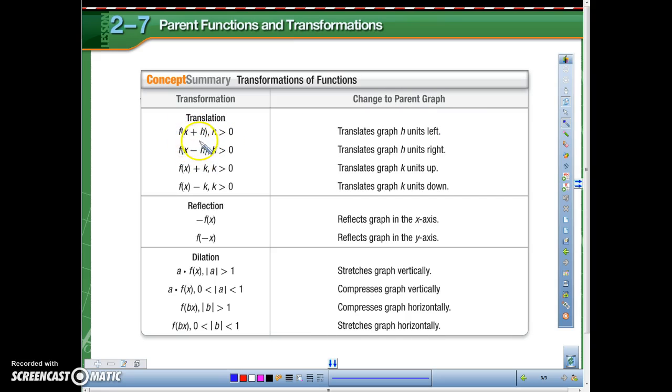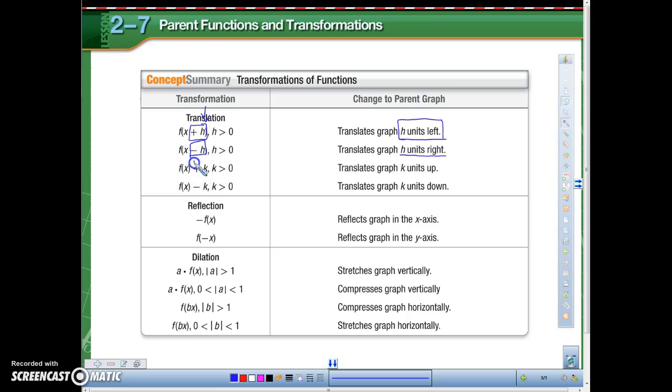The translations. If you add to the parent function and it's inside the parentheses, it moves however much you have added to the left. This one's a little bit tricky. If you subtract an h inside the parentheses, your graph moves to the right that many units. And I will have this screen printed out, and the screen that tells what type of function it is, at the table in the front of the classroom, so you can grab those when you're ready for these notes.